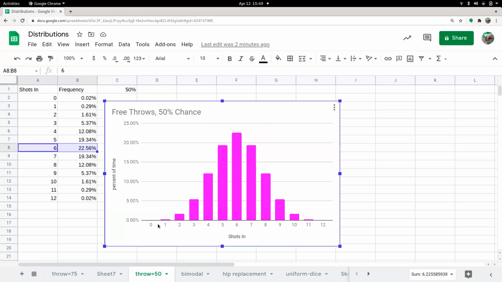Is it possible they could get none of them in? Sure, that can happen. Like flipping a coin, you could get heads 12 times in a row. It's not going to happen often, but it can happen. So this distribution right here, I would say, is symmetric. It also has this kind of bell shape to it.